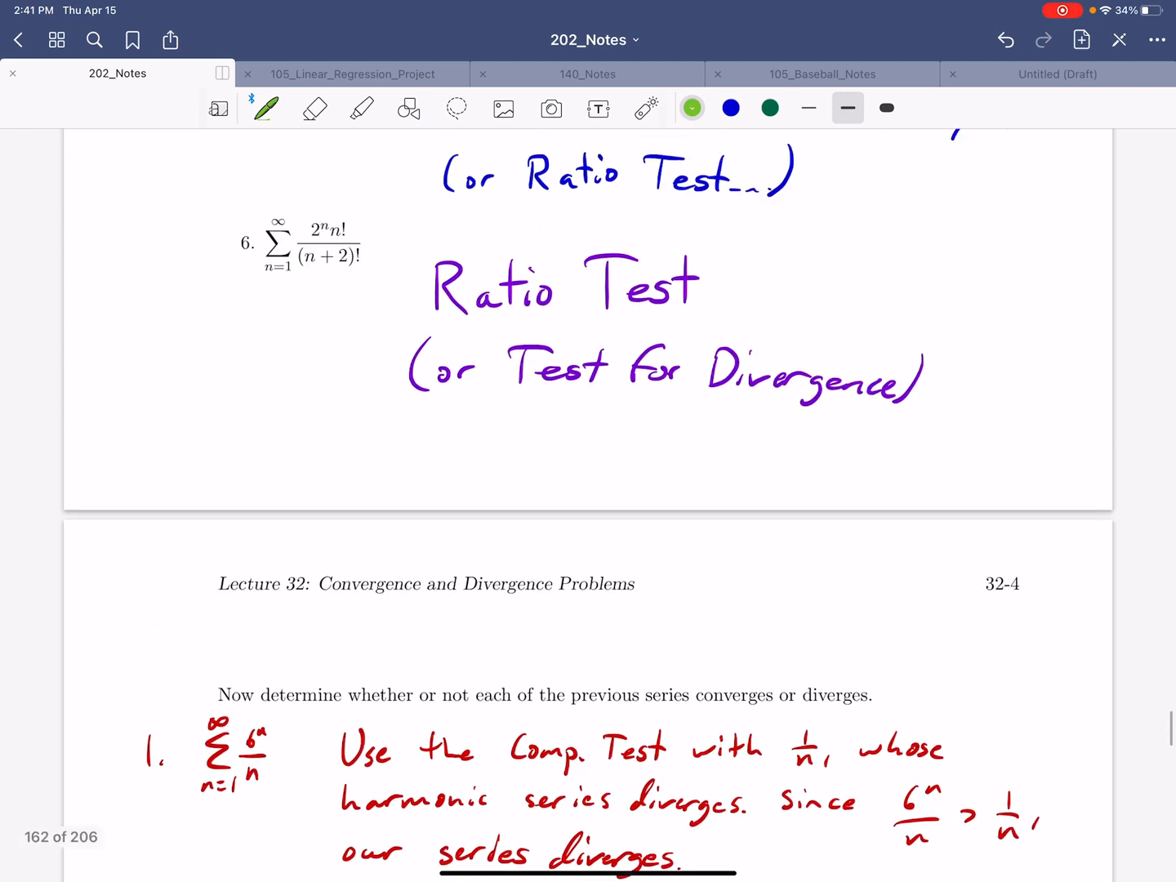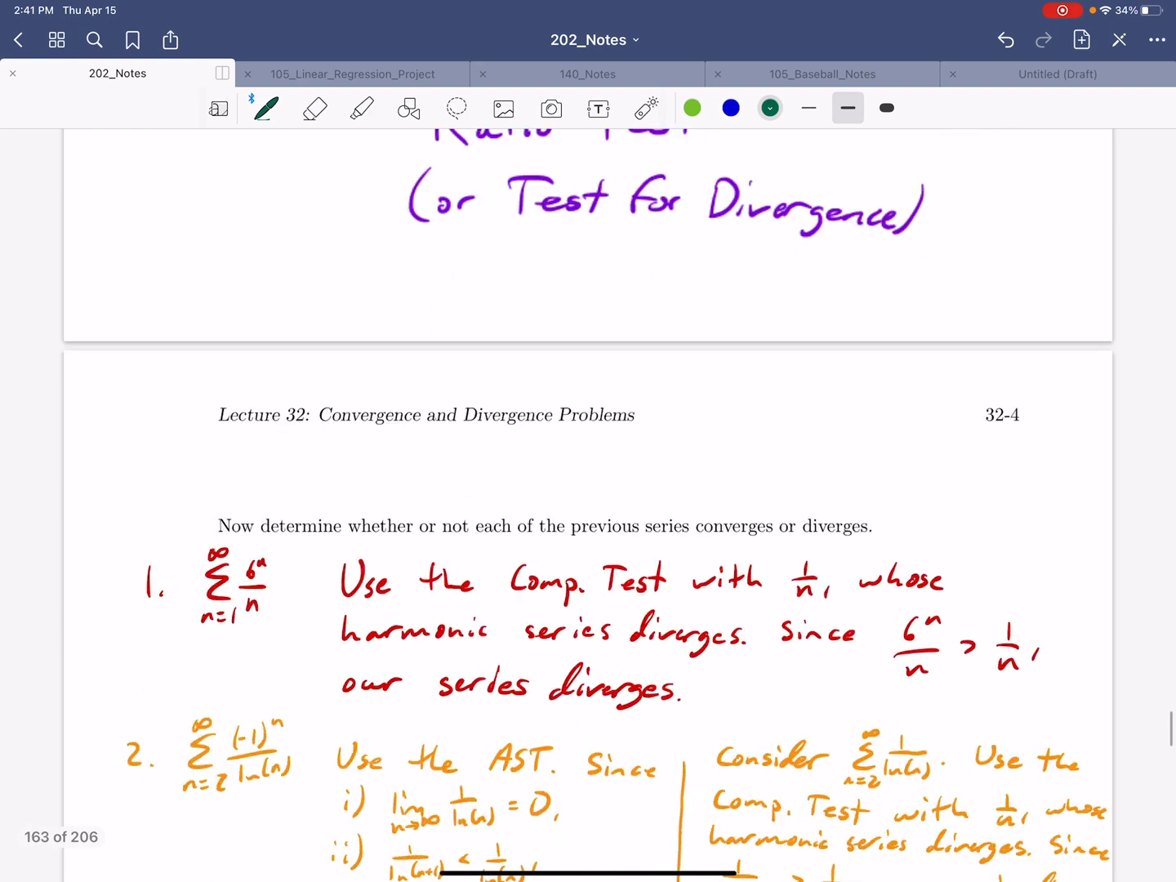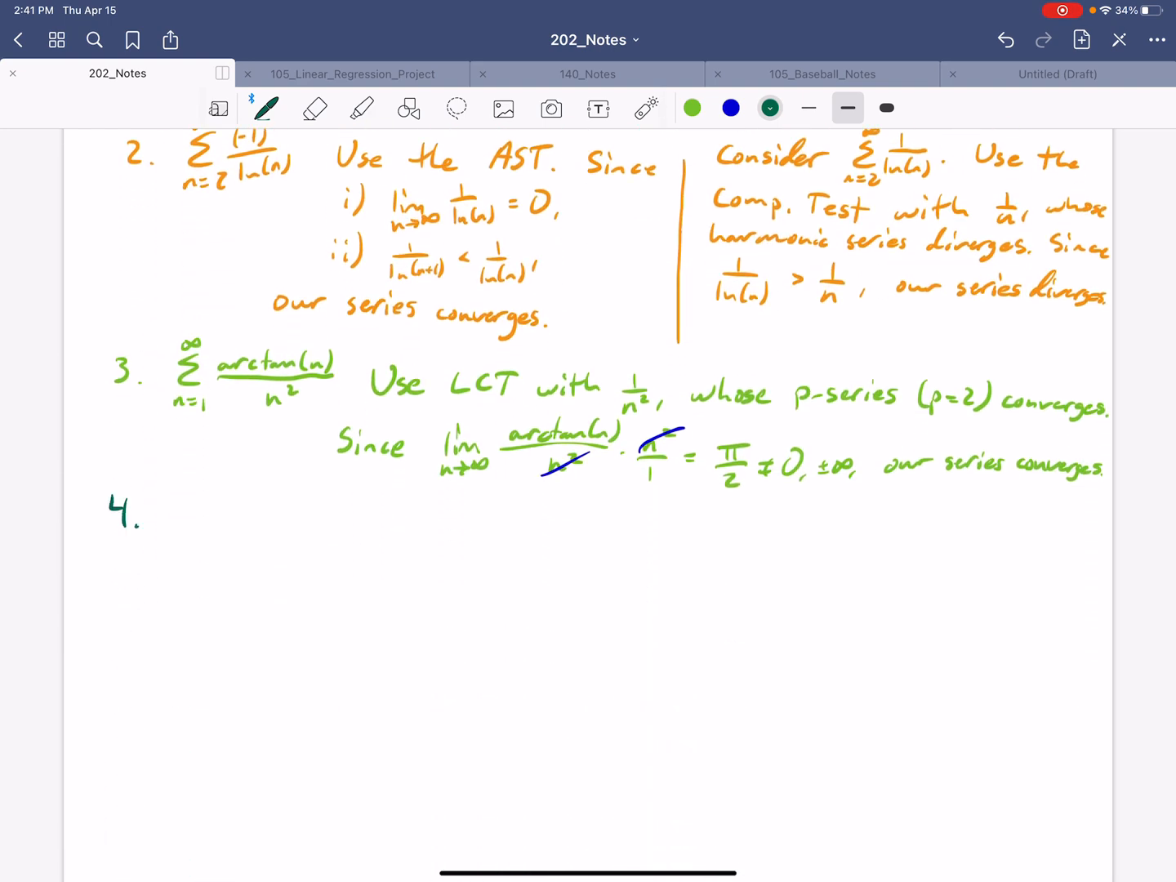Okay. Number 4, right? Sine of 1 over n, yes. This sneaky one right over here. Sine of 1 over n. Right, might be tempted to try the test for divergence, but that doesn't work. You get 0. Turns out, use the LCT again, and with 1 over n again. Actually, it turns out that this works. Whose harmonic series diverges.